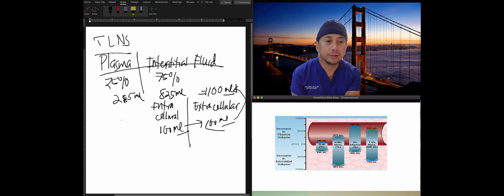Or sometimes SIADH, when they're retaining water and they're diluting their sodium, then it goes down, then you give them hypertonic or salt tabs, right? So go back to your hypotensive patient.